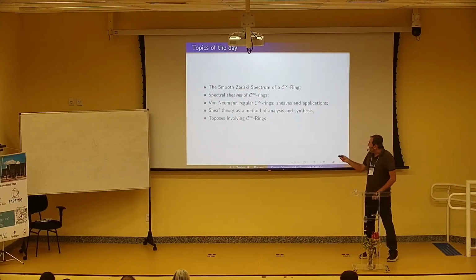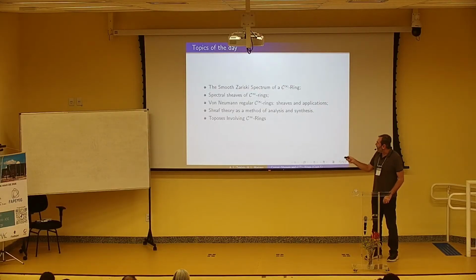Então, começamos falando um pouco sobre o que é o espectro de Zariski suave de um anel sem infinito. Depois, feixes formados por anéis sem infinito, feixes espectrais, definidos sobre espaços espectrais também. Depois, retomamos um pouco sobre os anéis fonômio regulares, os anéis sem infinito que são fonômio regulares, e analisamos eles em termos de feixes, de teoria de feixes.